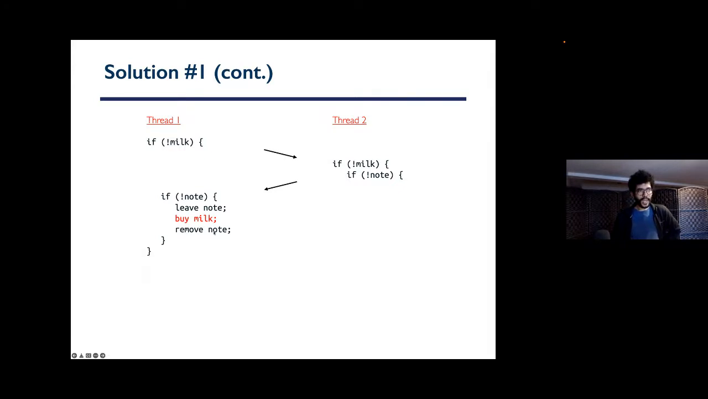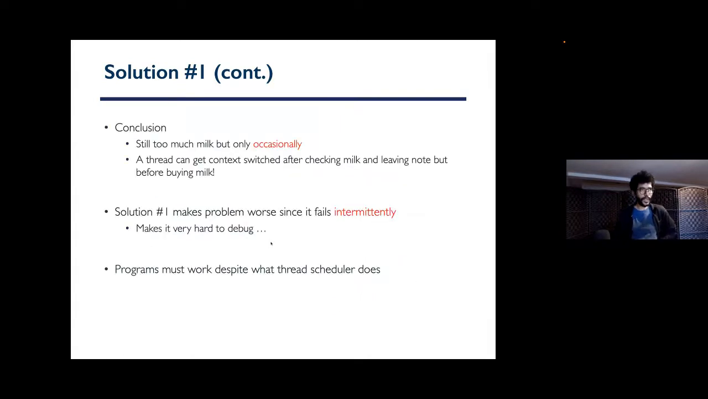Now we context switch back to thread 2. Where do we start? Thread 2 has already checked there was no milk, has already checked there was no note. So thread 2 is going to also go and leave a note, buy milk, come back and remove the note. So what happened was that we ended up buying two milks. So this solution doesn't work.